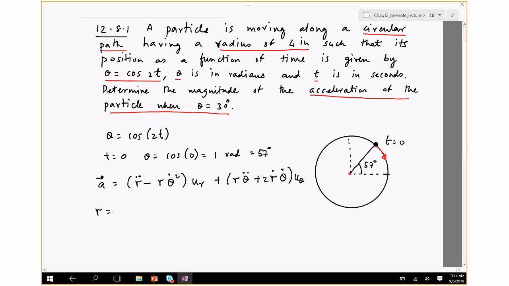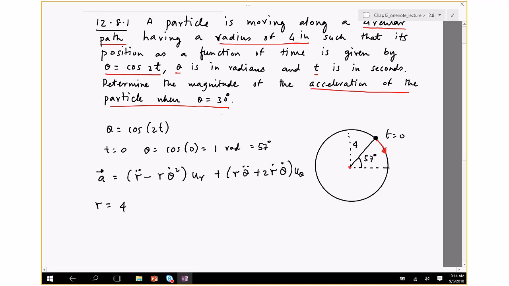So r is 4, right? That's the radius of the circle, 4. Okay, what's r dot? It's 0 because the radius is not changing with time. So r dot is 0, r double dot is 0. Theta is cosine of 2t. So theta dot is going to be minus sine 2t.